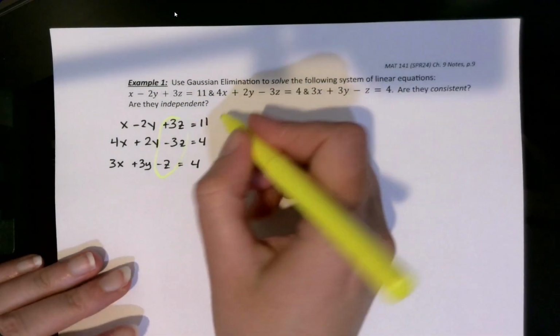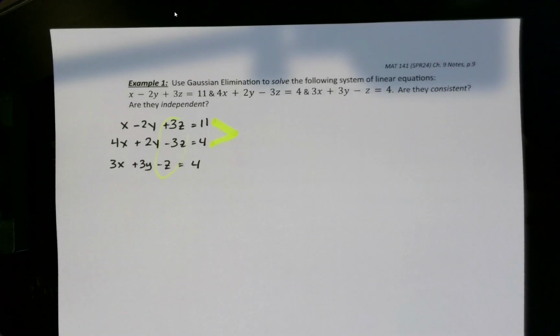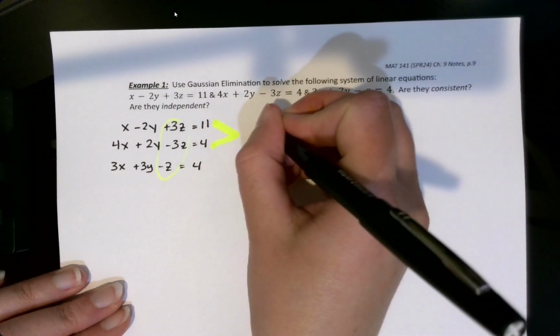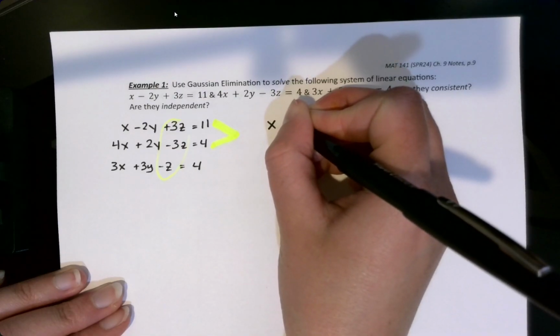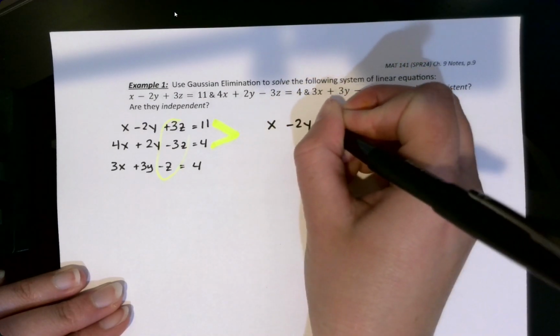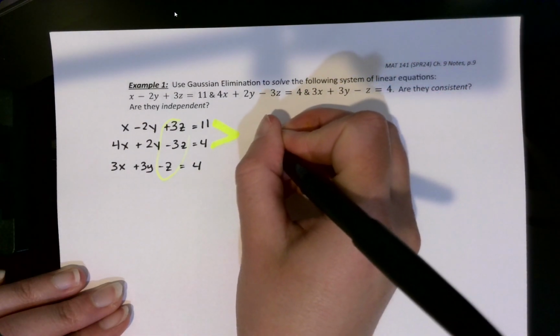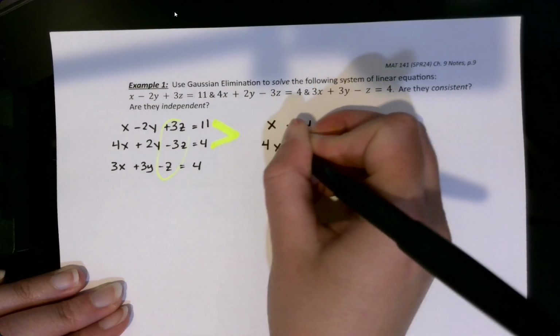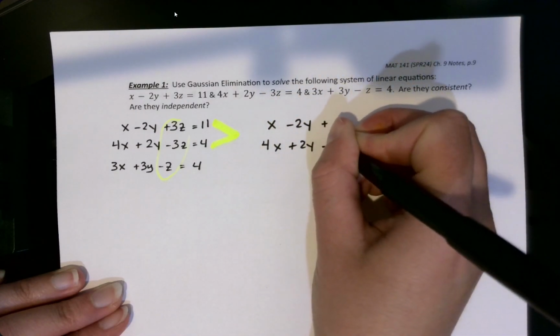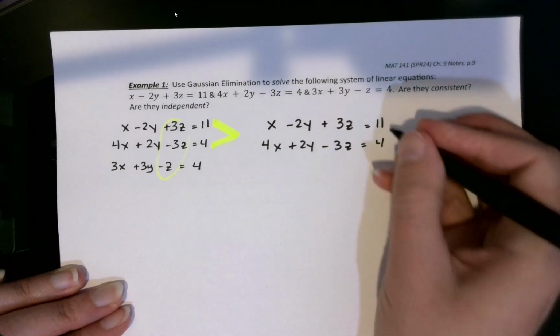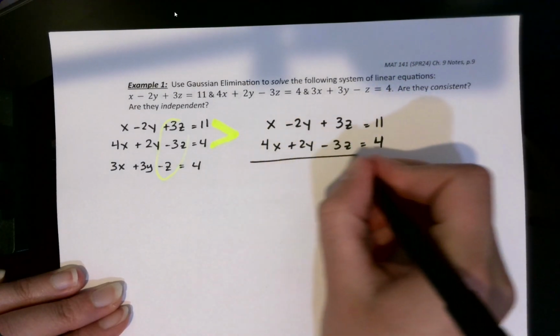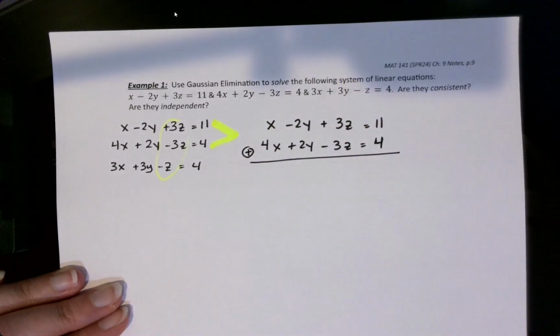And I'm going to first get rid of the z's with the top two equations, because with those two equations, I don't need to change anything. I'm going to keep positive 3z and a negative 3z, and we're going to add those to get rid of z. So leaving alone x minus 2y plus 3z equals 11, and then 4x plus 2y minus 3z equals 4. My goal is getting rid of z. So let's add the two equations up.